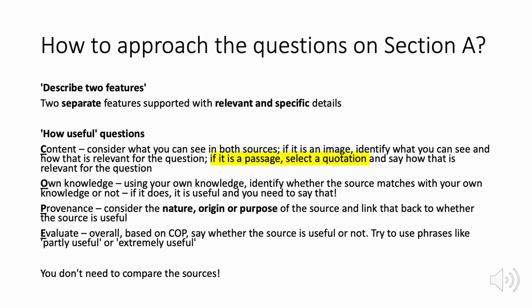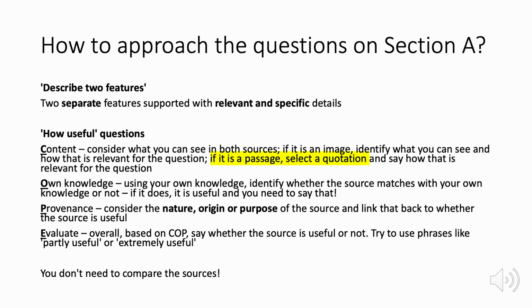And then finally, when you've done your C, O, and P, so your content, own knowledge, and provenance, you then need to evaluate. The question is saying how useful are sources A and B. You need to say whether the source is useful or not. Try to use phrases like partly useful or extremely useful. Don't use phrases like it's useful or it's not useful. That's very basic, not very sophisticated.